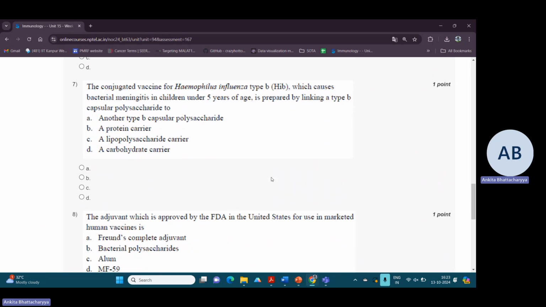The conjugated vaccine for Hib or Haemophilus influenzae type B, which causes bacterial meningitis in children under 5 years of age, is prepared by linking a type B capsular polysaccharide to another type B capsular polysaccharide, a protein carrier, a lipopolysaccharide carrier, or a carbohydrate carrier. So again, this was there in the last slide, if you refer to it, and that should be good enough for you to understand. But yes, conceptually, you should remember that as the prime example for conjugate vaccines. So that enhances the immunogenicity of the vaccine at large, and that can be commercially utilized as well.